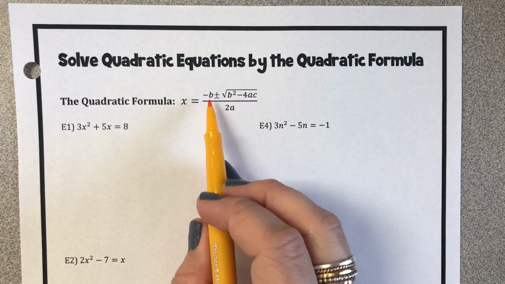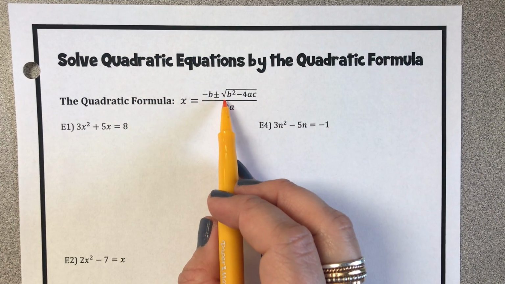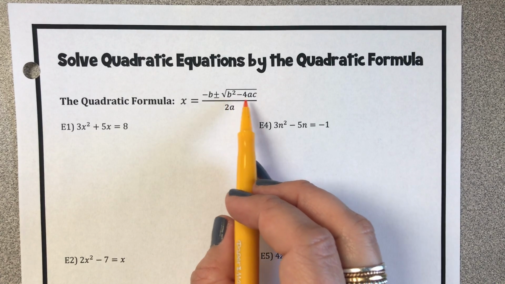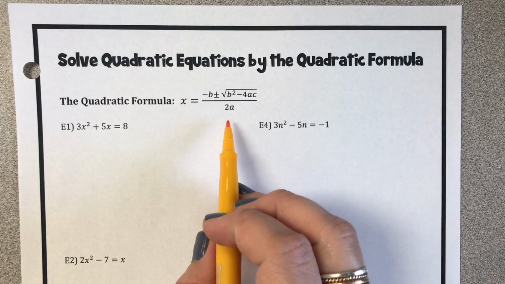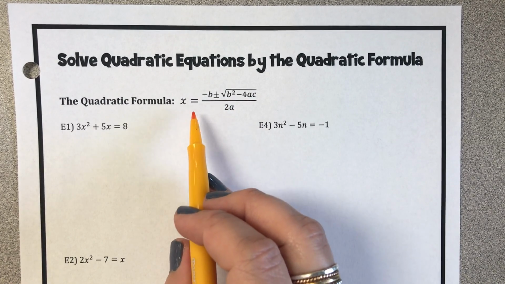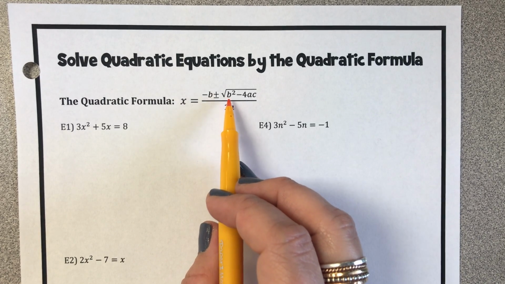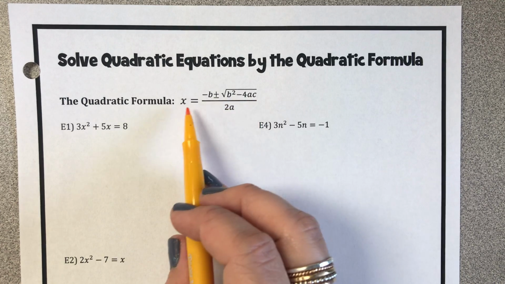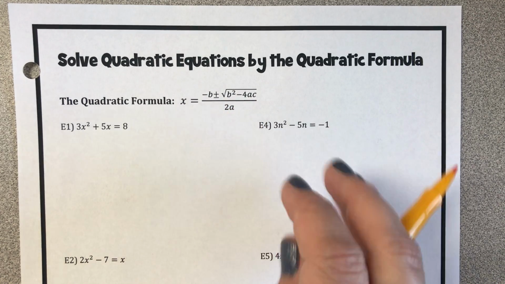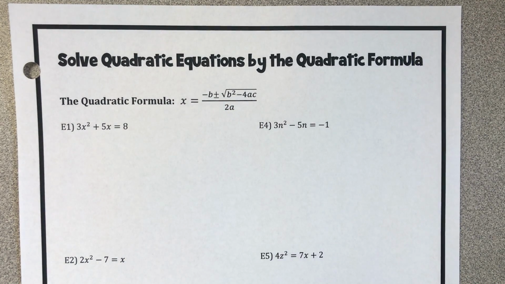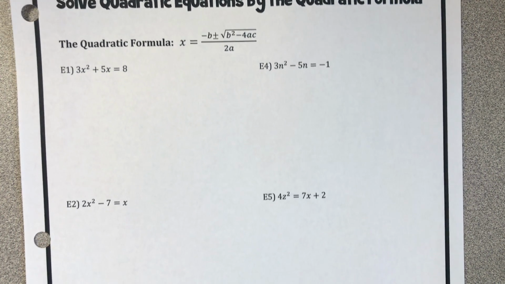X equals negative b plus or minus the square root b squared minus 4ac all over 2a. Okay, so one more time, it's x equals negative b plus or minus the square root b squared minus 4ac all over 2a.